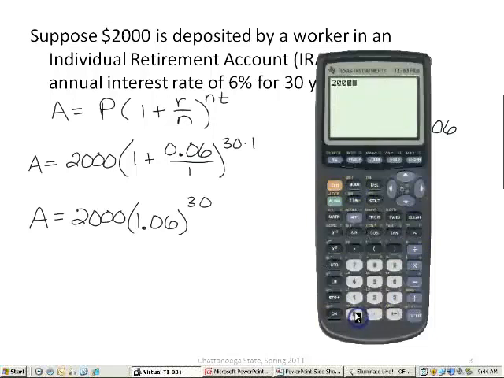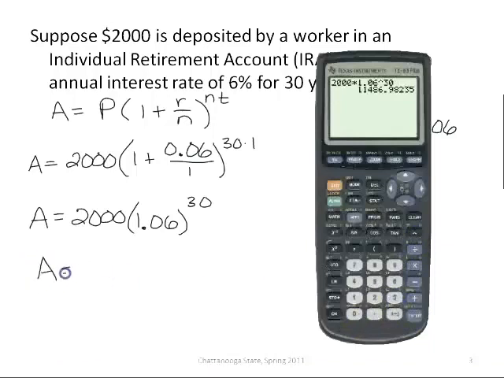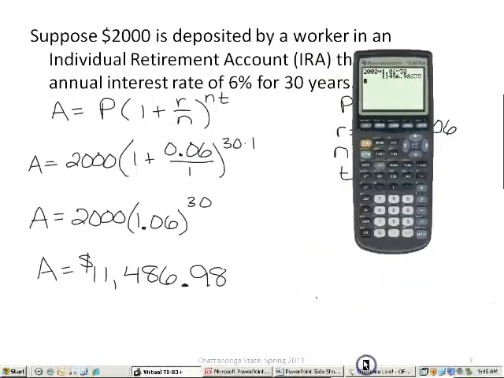So this is just going to be 2,000 times 1.06 raised to the 30th power. At the end of the 30 years, this will be $11,486.98. Remember that when you're talking about money, you want to round it off to the nearest cent unless you're told to round it some other way.